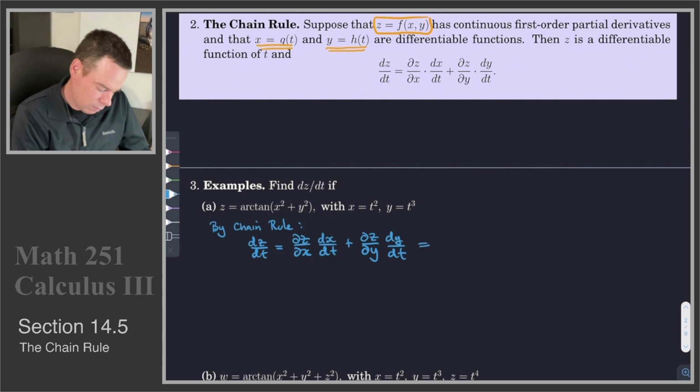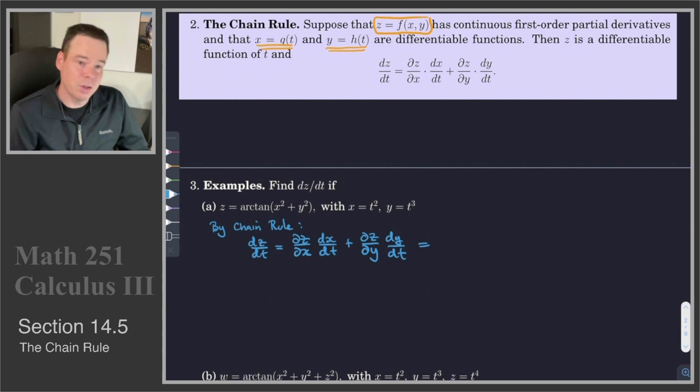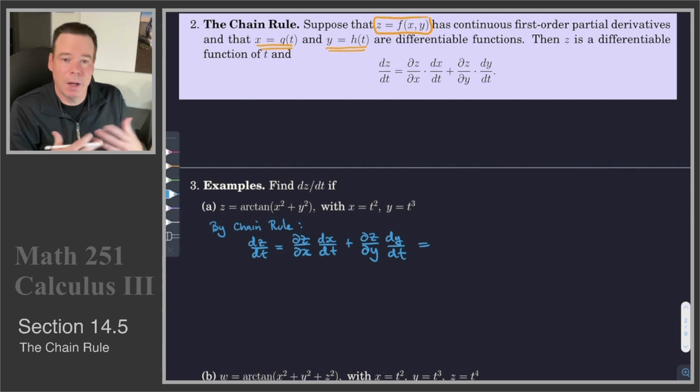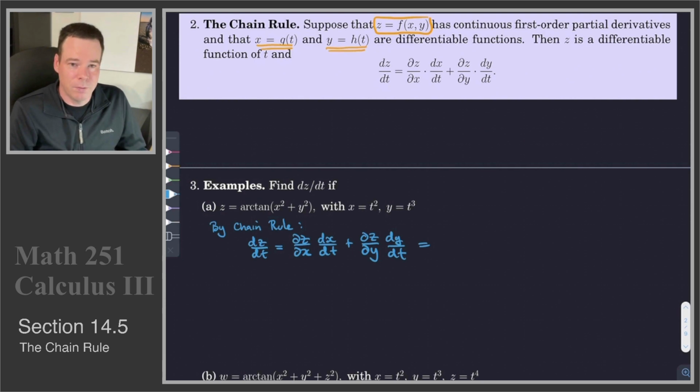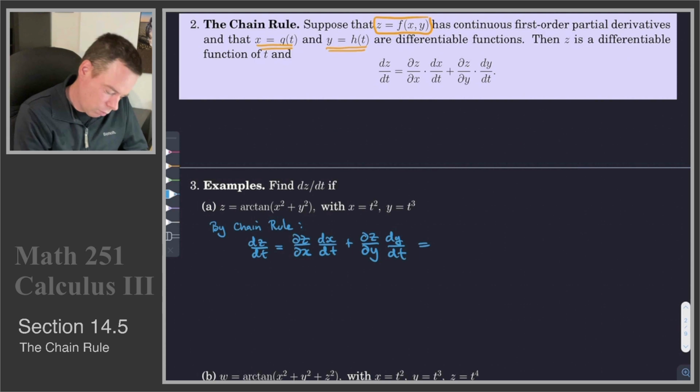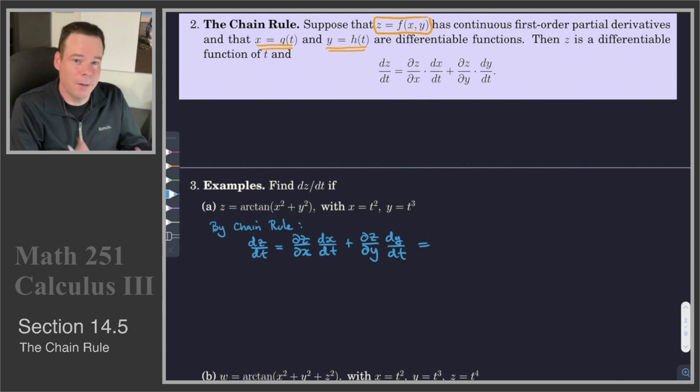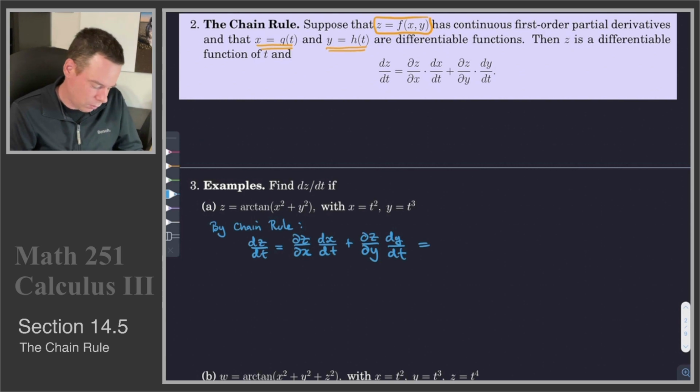And what are those? Well, the partial of z with respect to x is the derivative of the arctangent function, arctan of x squared plus y squared. If I want to differentiate that with respect to x, it would be by the chain rule for a function of a single variable, because it's arctan of some inside function, which we're just thinking of as a function of x. That's what the partial derivative with respect to x means. Just think of it as a function of x and treat the y as a constant.